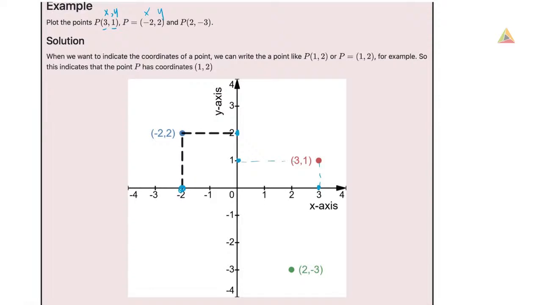And then finally the point 2, minus 3. So 2 on the x-axis and minus 3 on the y-axis. So we go to where 2 is on the x-axis, which is here. And we go to where minus 3 is on the y-axis, which is here. So you need to draw a broken line to join where these points would meet. And there you have the point 2, minus 3. So with these points, it's very, very important to make sure that you put the x coordinate first and the y coordinate second.